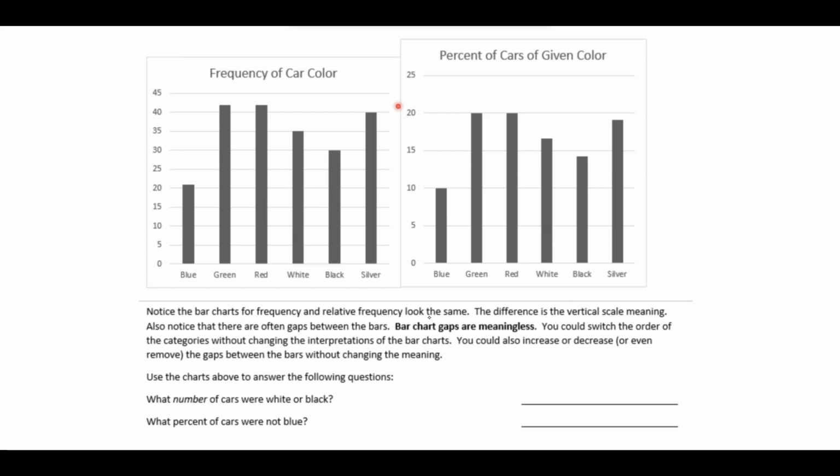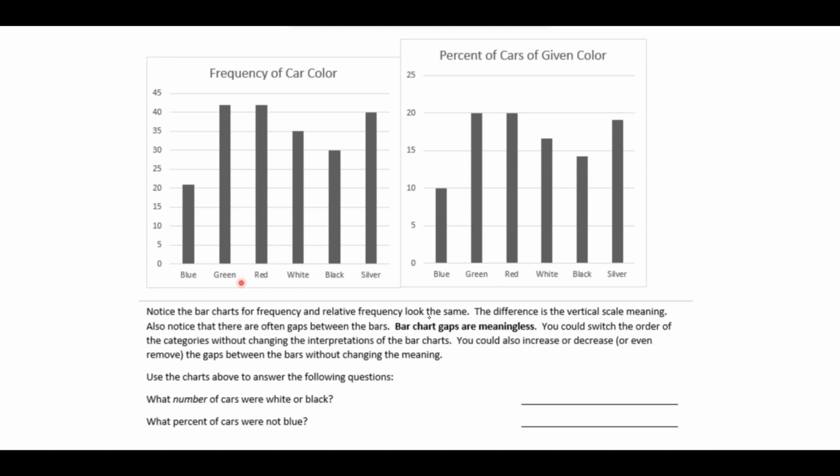Okay, with that known, we take a look at, first off, a couple of things about bar charts. Bar charts are for qualitative or descriptive data, blue, green, red, white, etc., not for quantitative data. Qualitative or categorical data for bar charts. And the gaps between bars are meaningless. In fact, you can rearrange bars and it doesn't change the interpretation or the meaning of these bars. So gaps are irrelevant and the order is irrelevant.